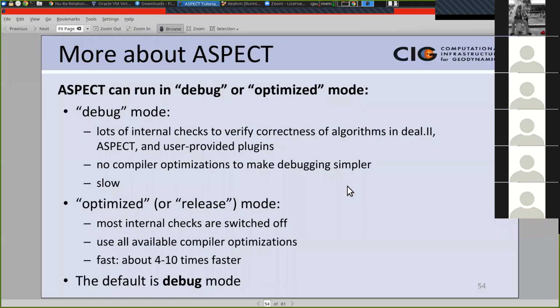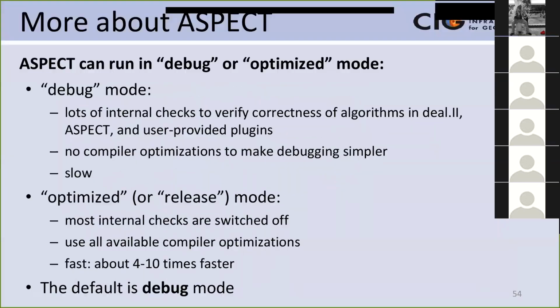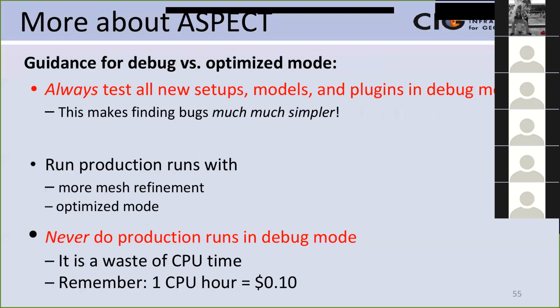Okay, so debug mode helps with finding problems. Optimized mode is fast. General guidance: always test while you develop things in debug mode. All new setups, models, plugins, whenever you modify PRM files, it's a good idea to run it in debug mode first. You will find a lot of problems.